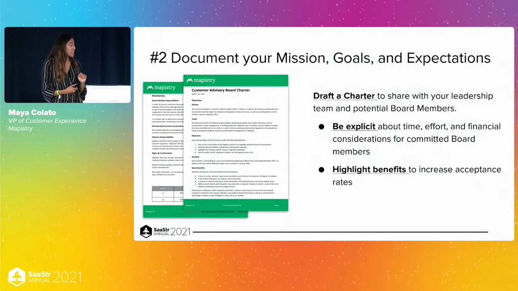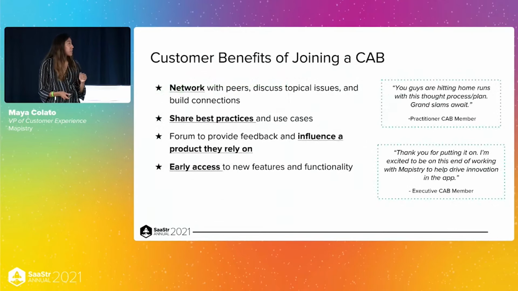The other thing I really wanted to highlight here were your benefits. You've already talked about how all of this is going to be valued within your company, but how are you going to allow customers to be excited about joining you on this process? This is where your benefits really come in. So for Mapistry, we decided to highlight or summarize these 4 ones. If you're developing a CAB of your own, you might find something else that works for you.